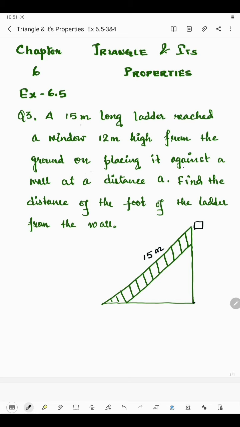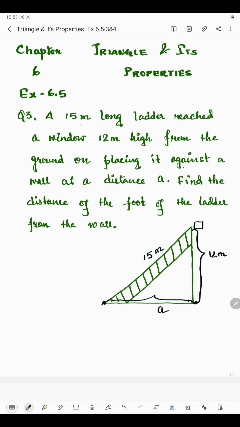So here this is the ground, this is 12-meter high. This is the wall, this is the length of the wall, 12-meter high from the ground. Now this ladder is placed against this wall at a distance A. This is the foot of the ladder, and this is the base of the wall. So the distance from foot of the ladder to the wall is A. We will have to find the distance from the foot of the ladder to the wall.